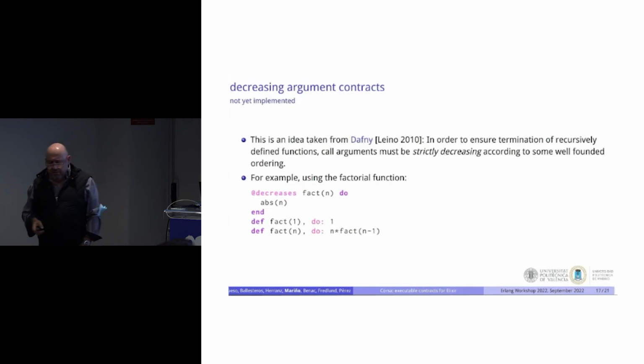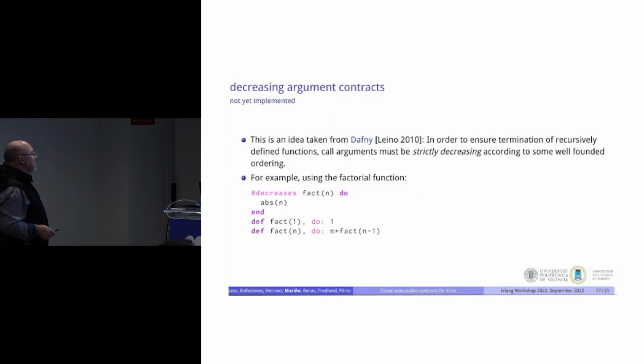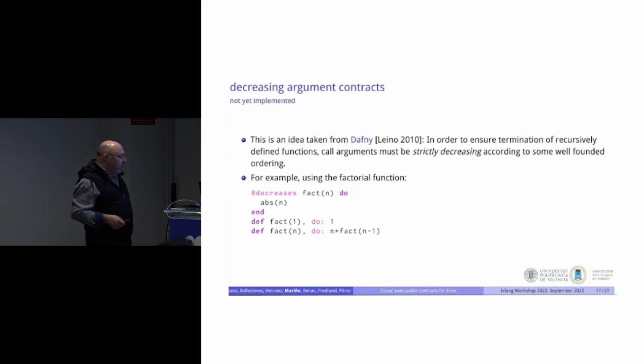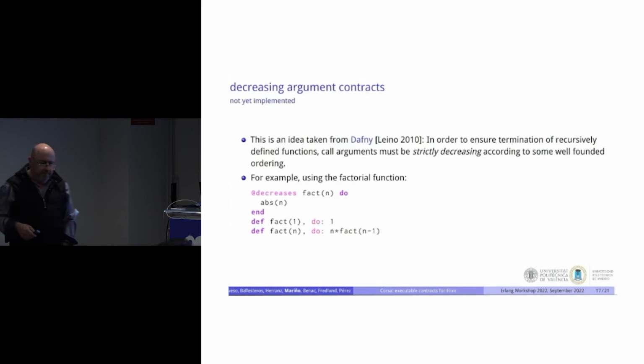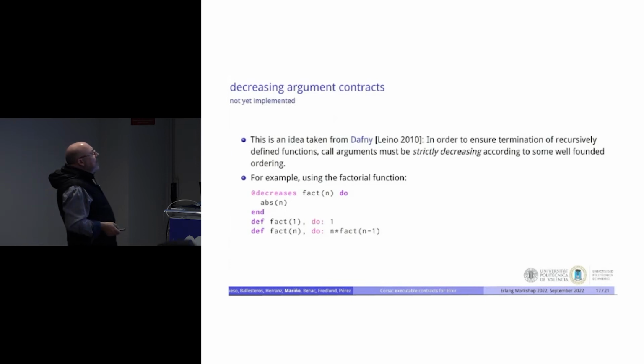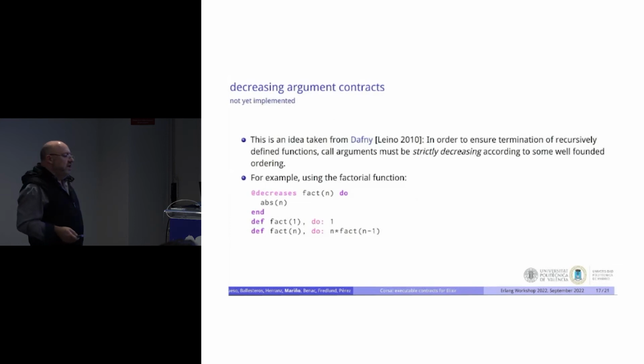Another type of contract that we haven't yet implemented is decreasing argument contracts. We're not completely sure how useful this is going to be, but it's something that we borrowed from Dafny, which is a program with static contract checking. And this is very useful because they use purely functional specifications in order to define some of the properties. So they need termination for recursive definitions in order to build inductive proofs for lemmata, basically. So termination is very important in that case.